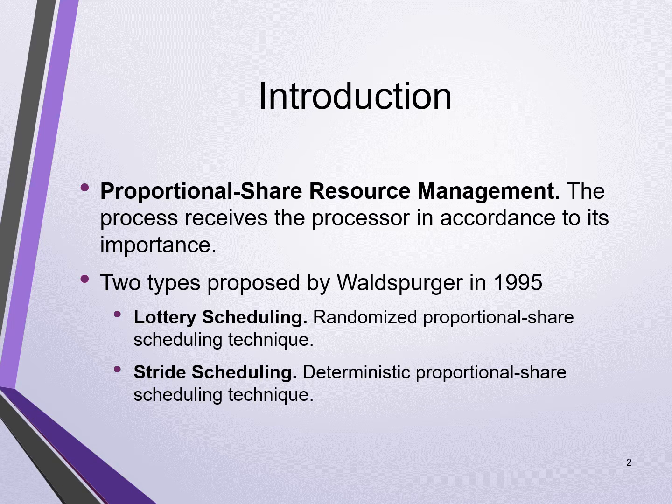There are two types Waldspurger proposed in 1995. The first is lottery scheduling. Processes are chosen by a random choice with probabilities of selection proportionally favoring those jobs given higher priority. For example, if there are three clients, client A has three times the priority of client C, and client B has twice the priority of client C.